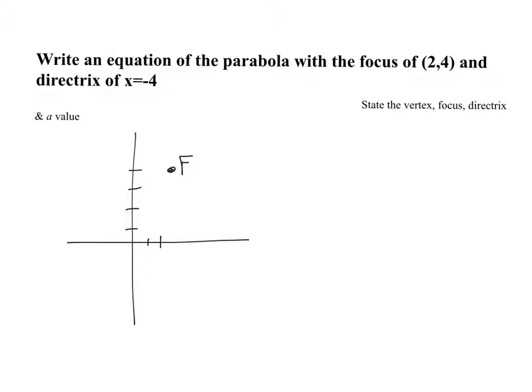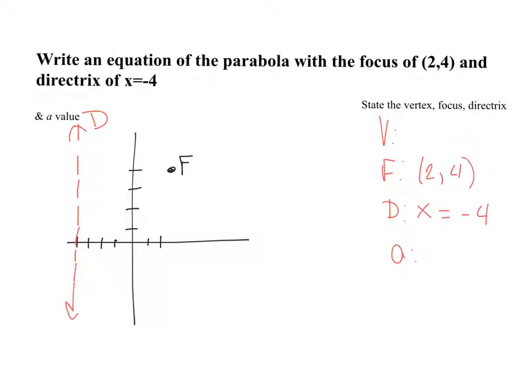X equals is a vertical line. So I'm going to go 1, 2, 3, 4 and make a vertical line through x. And that's my directrix. So on the side it says state the vertex, the focus, directrix, and we need our a value to make our equation. We know our focus is 2, 4 because they gave that to us. We also know the directrix is x equals negative 4 because they also gave that to us.